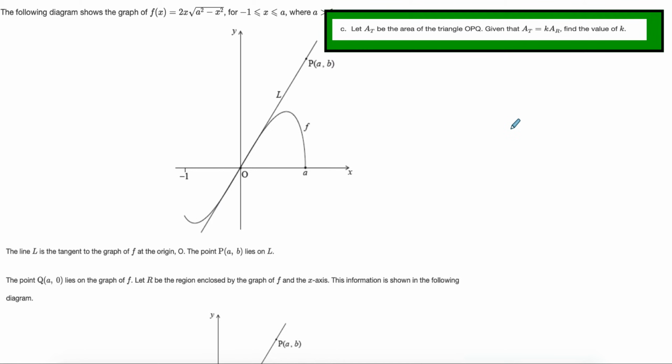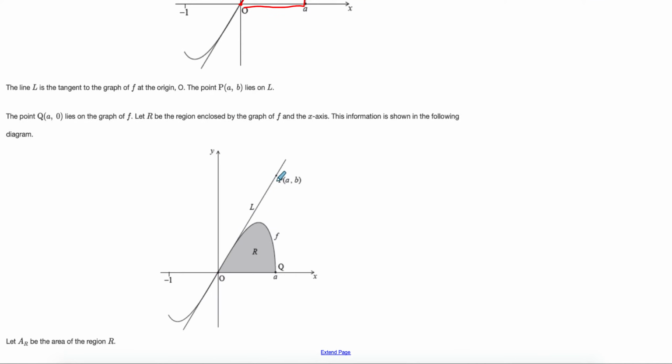Now, for the last part, let AT be the area of the triangle OPQ. So this is OPQ. Given that AT is K times AR, find the value of K. So basically what they're telling you is the area of this triangle is a multiple of this area. So if I take my AR, which I know what it is, and I multiply it by a specific amount, it's going to give me the area of this triangle.